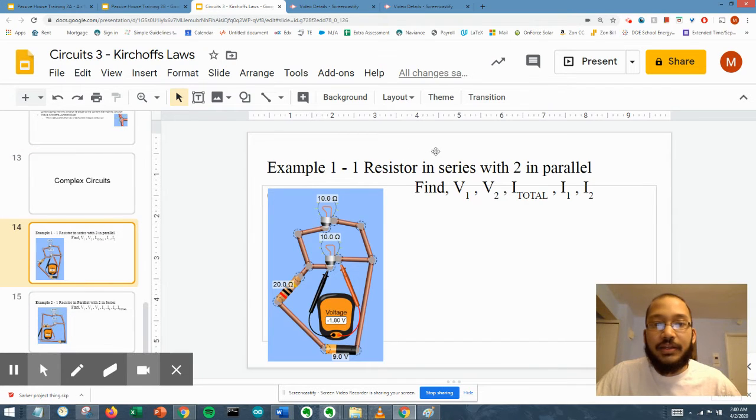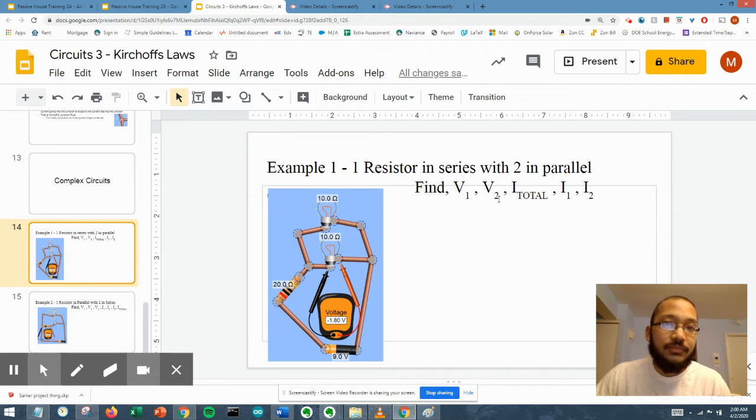So right here, I have one resistor in series with these two, which are in parallel. So one resistor in series with two in parallel. And for this problem, this is a complex circuit. See if you can solve for this stuff. I'm going to call these resistor 1, 2, and 3.